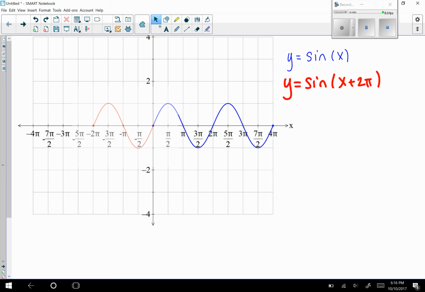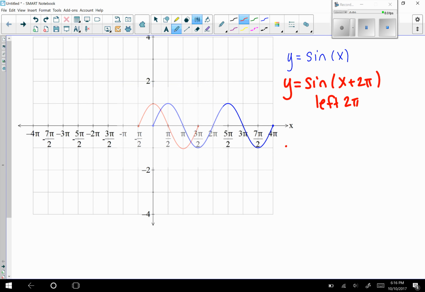So I know that this value of negative 2 pi is coterminal of 0, negative 3 pi over 2 is coterminal of pi over 2, and so on. So this was a shift to the left 2 pi. So if we want to go back and think about the questions that we have, if I want to turn the cosine graph into the sine graph, then notice I would have to take this graph and shift it to the left pi over 2. So that means that the sine of x plus pi over 2 is equal to our cosine of x function.